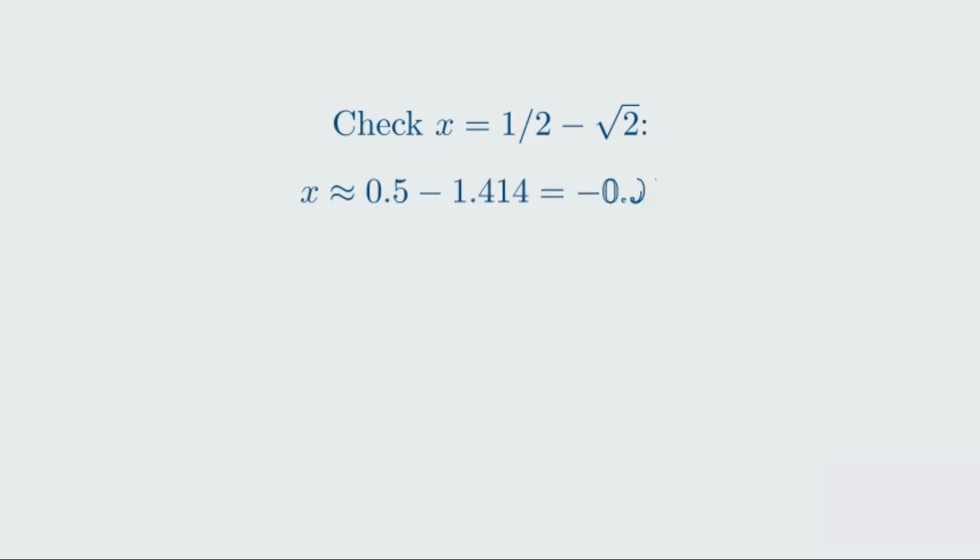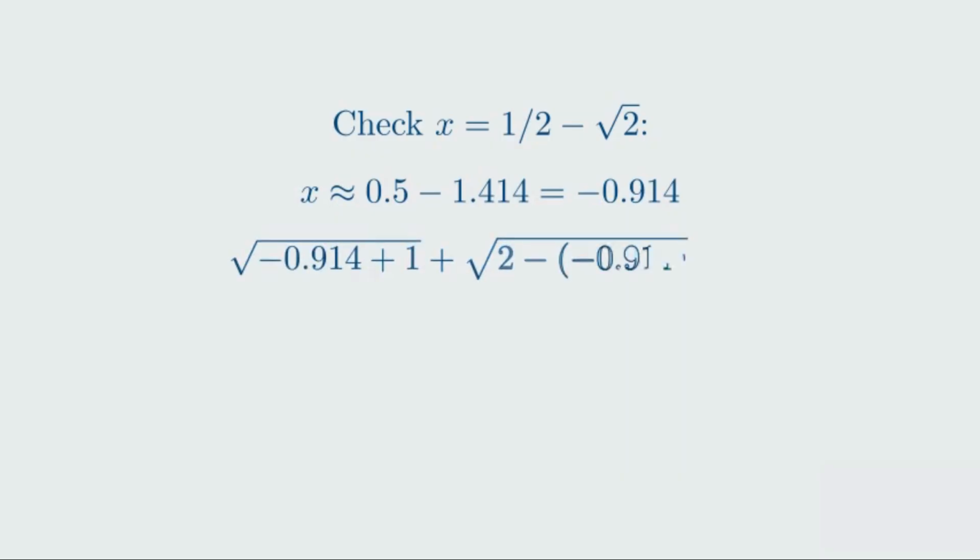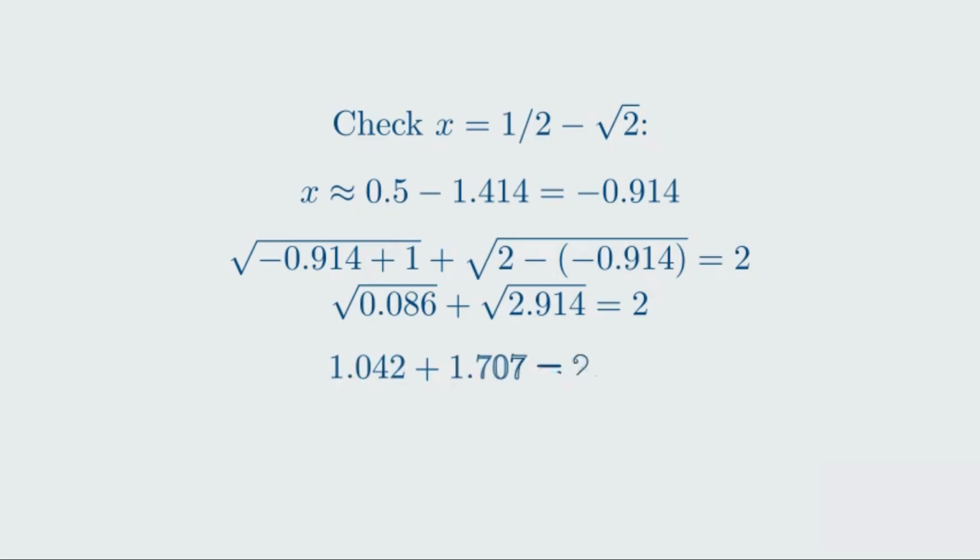Now for our second solution. Let's test x equals 1/2 minus root 2. This is approximately negative 0.914. This value is also in our domain. Substituting it in gives us the square root of 1.086 plus the square root of 2.914 equals 2. Let's calculate. The first radical is about 1.042. The second is about 1.707. Adding them gives 2.749. This does not equal 2.